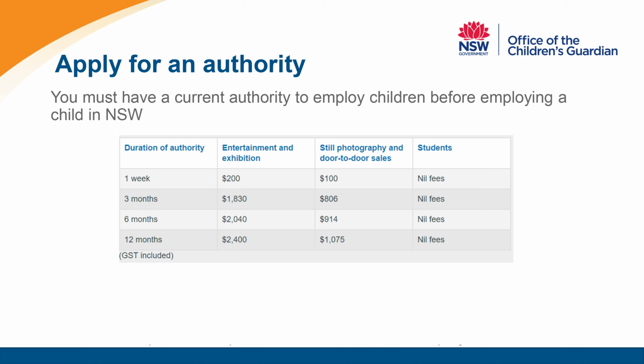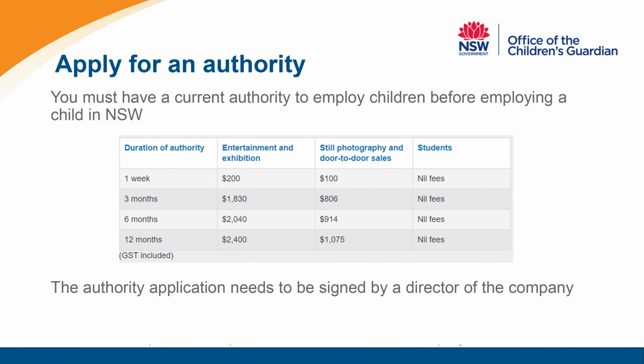An application fee is required for most types of authorities, and they vary according to the duration and type of authority needed. Reduced fees are available to employers who are producing still photography only. There are no fees for student employers. Your authority application needs to be signed by a director of the company. This person should be able to influence the company's ability to comply with its legal obligations when employing children.